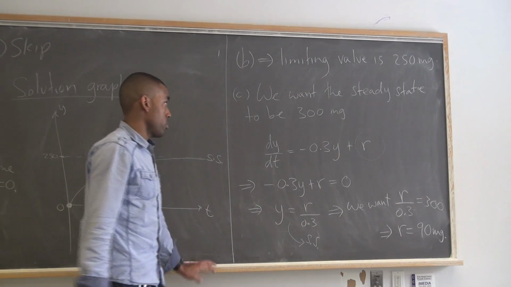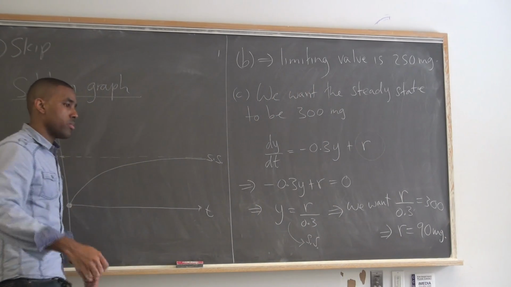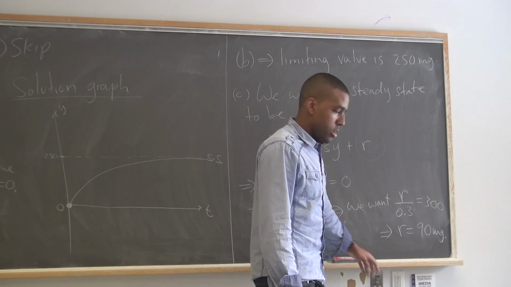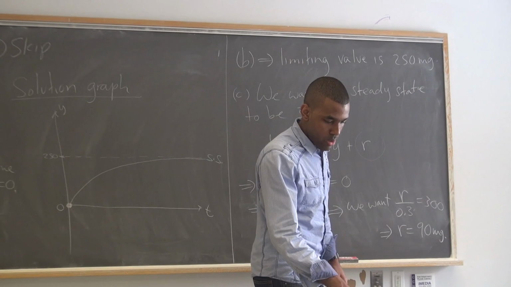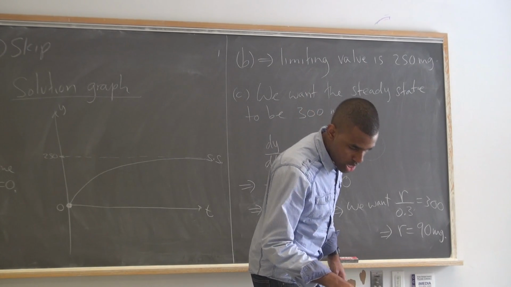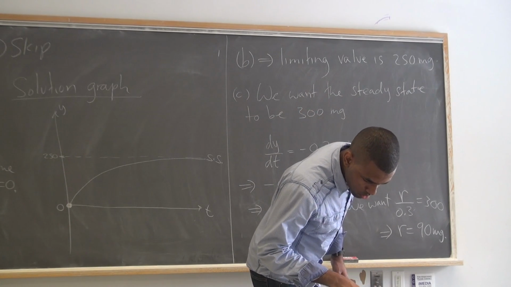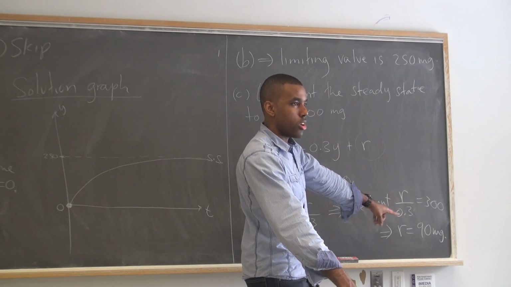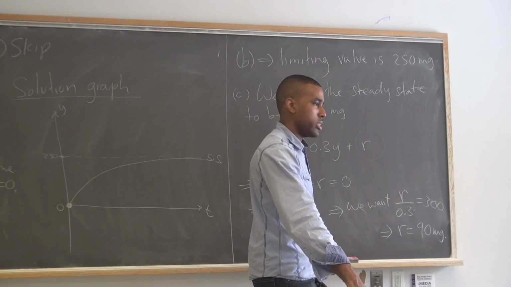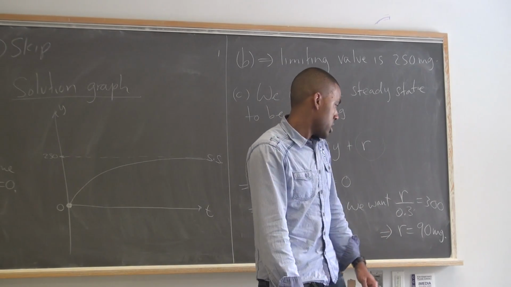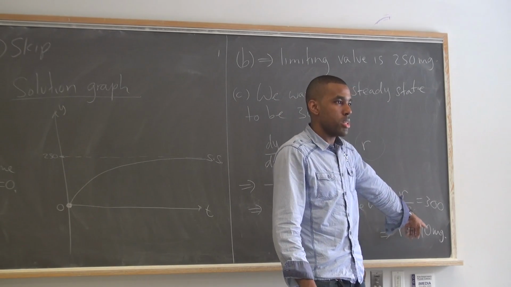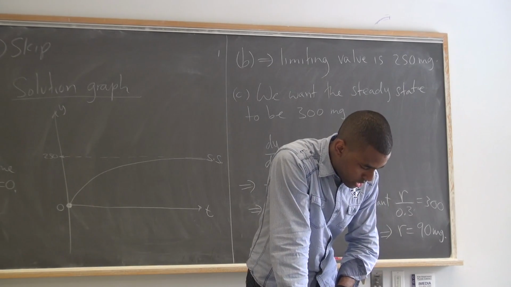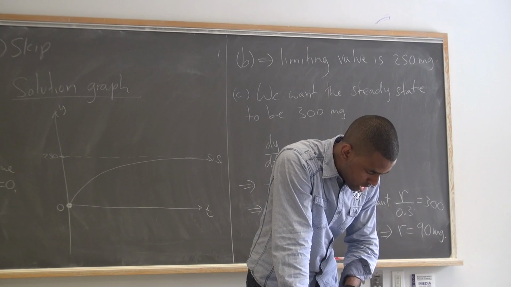And that's sort of it. If you want the steady state to be 300, you should be giving this patient 90 milligrams per hour. And if you have 500 milligrams per bag, this will also tell you roughly how often you have to change the bag, right? Because every hour you'll finish 90 milligrams, right? So that'll remind you when you need to change the bags.